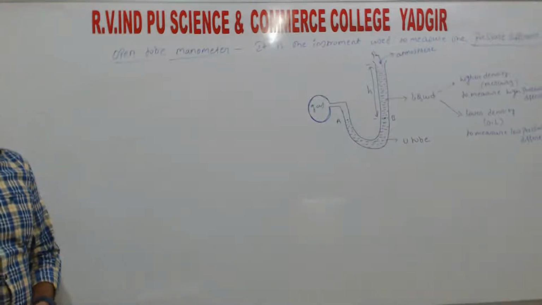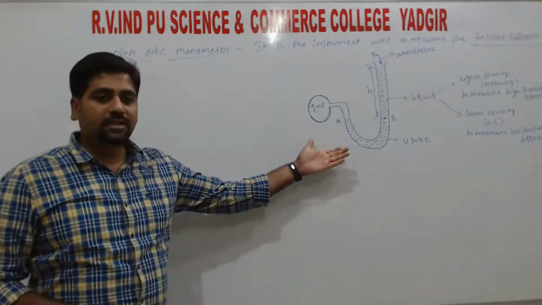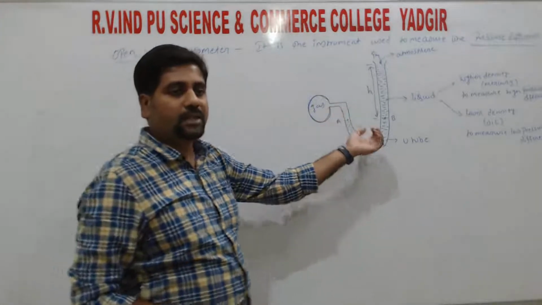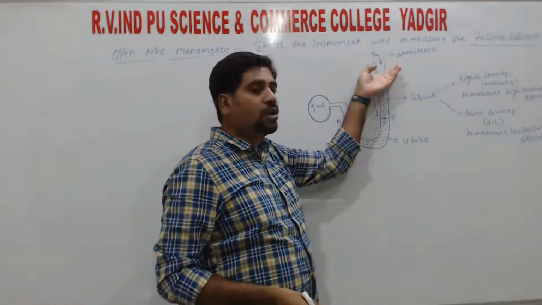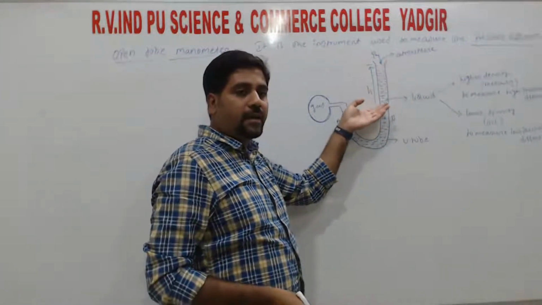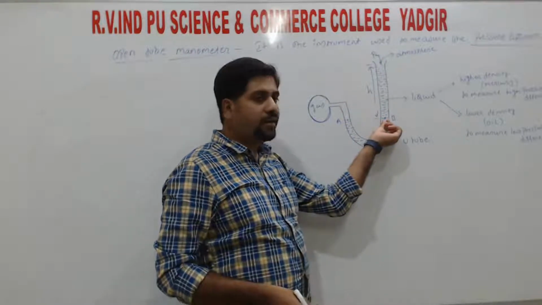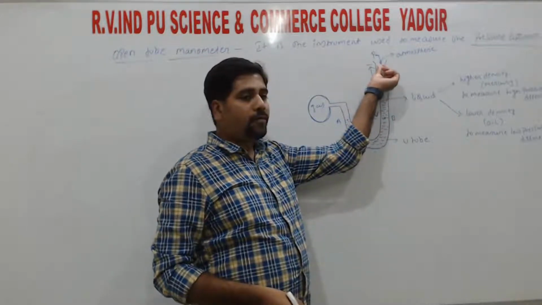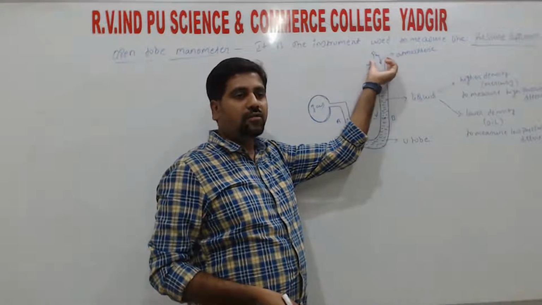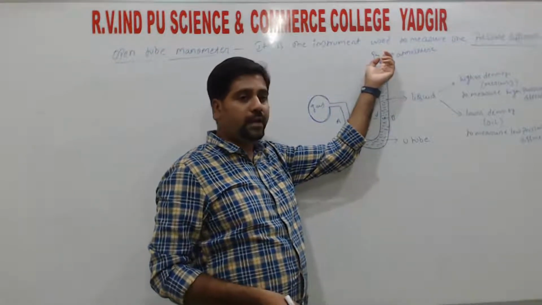So that means we are going to measure the gauge pressure. Gauge pressure is the pressure difference between the 2 points. When it is vertically placed, at point B there is a pressure, and at the top of the liquid there is also a pressure. That pressure we call atmospheric pressure.